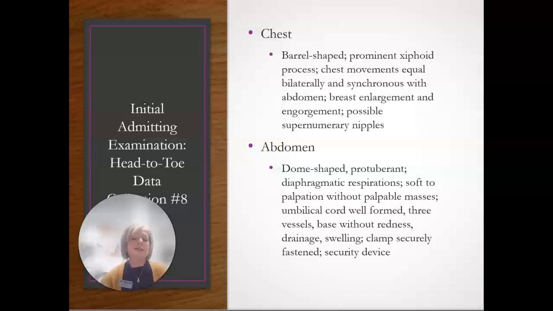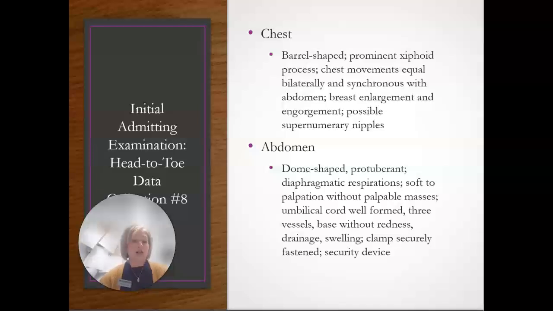Supernumerary nipples just means sometimes your baby can be born with more than one nipple. They might have a third nipple someplace. It's not necessarily normal, but we will look for that and make sure that it's documented, and that may be something that they may want to watch. But it is something that can happen.